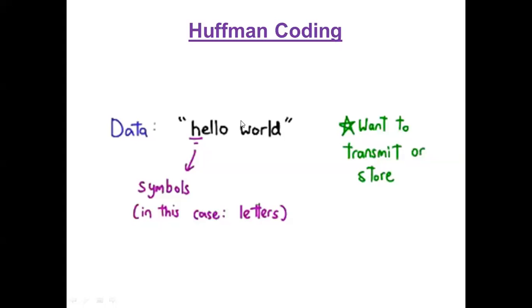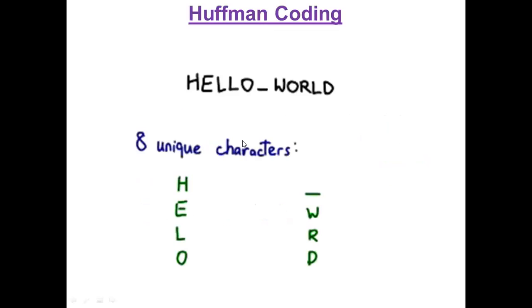So let us discuss Huffman coding. Let us take an example: "Hello world." So, hello world as an example. Now we are going to discuss here. We should think of this as letters, and the space should also be counted as a character.